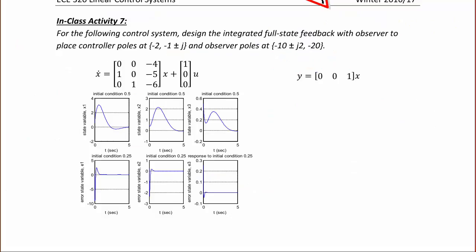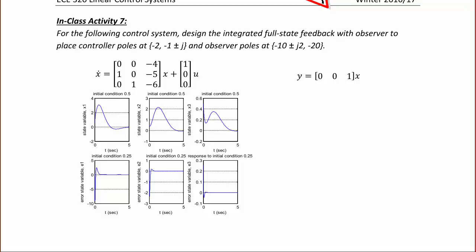Okay, for this last example, I think I want you to practice a little. So I'm going to read the problem statement and give you the final solutions. And your task is to walk through the problems I have already provided and see if you can get these answers. For the following control system, design the integrated full state feedback with observer to place controller poles at -2, -1 plus or minus j, and observer poles at -10 plus or minus j2, -20.